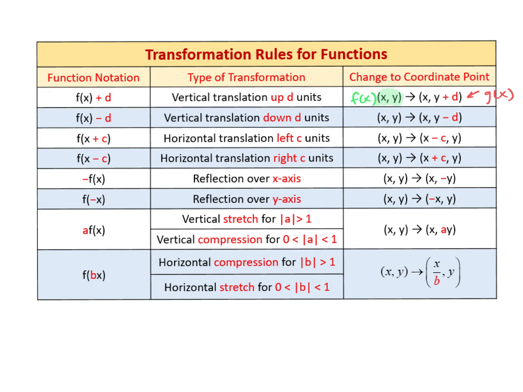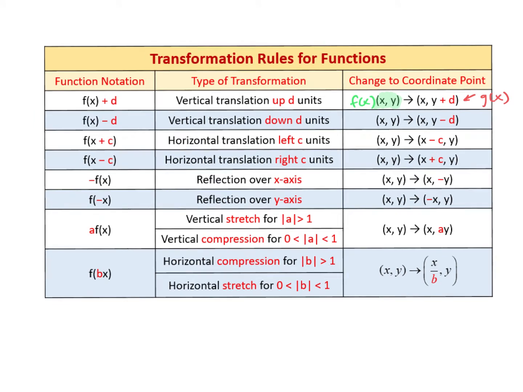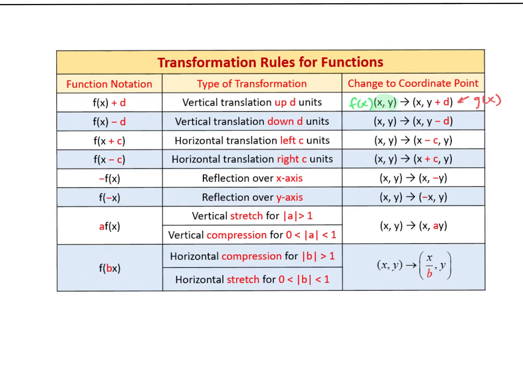And how would we know the coordinates of that new point on g of x? So the first thing to look at is the types of transformations that is happening. So you can see that whenever we have a translation, so that's adding or subtracting, that's the first 4 rows here, we're going to end up adding or subtracting some value onto the coordinates. Okay? If it's a vertical translation that's going to impact the y coordinate.